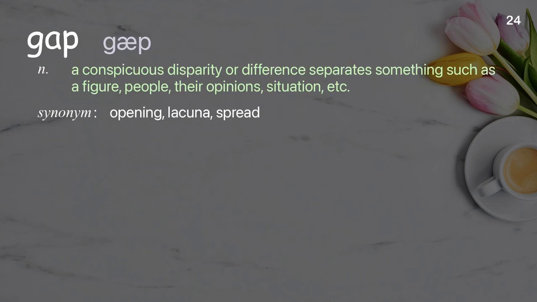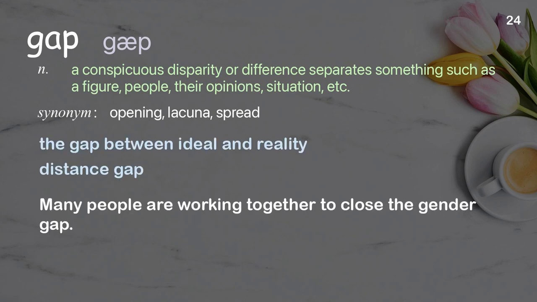Gap. A conspicuous disparity or difference separates something such as a figure, people, their opinions, situation, etc. Examples. The gap between ideal and reality. Distance gap. Many people are working together to close the gender gap.